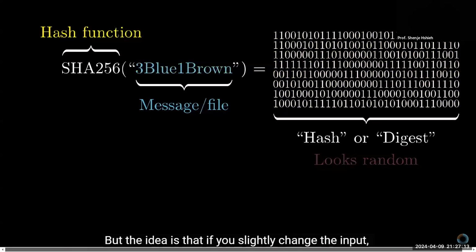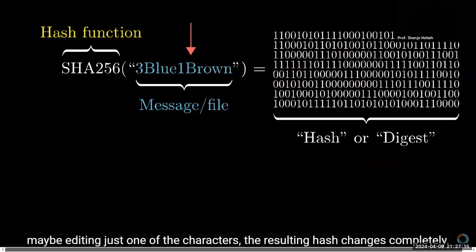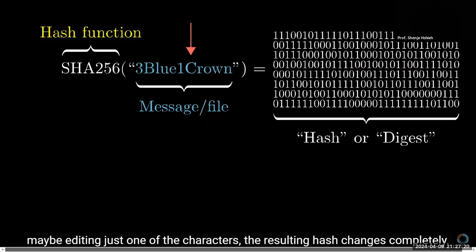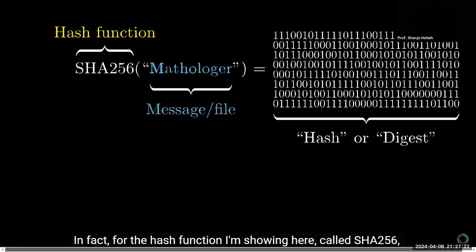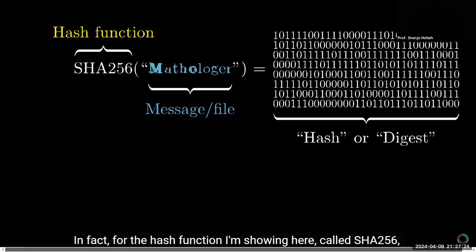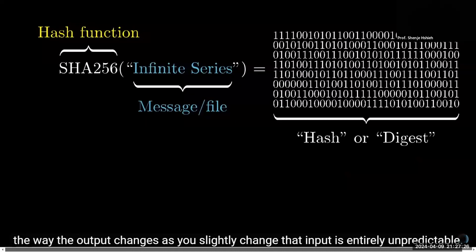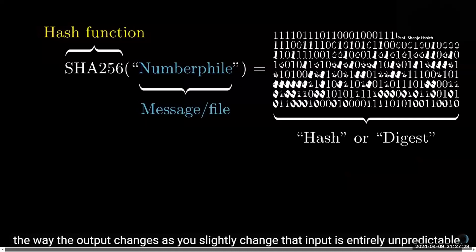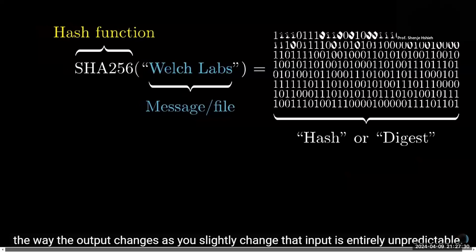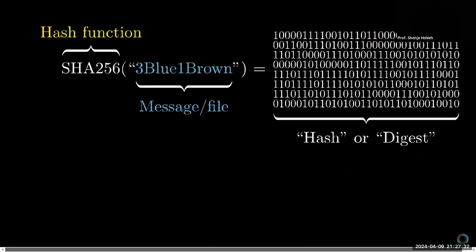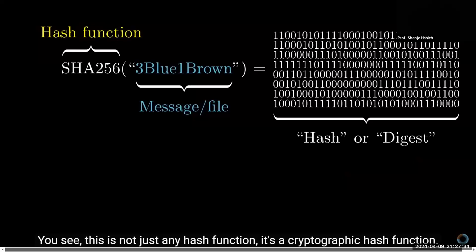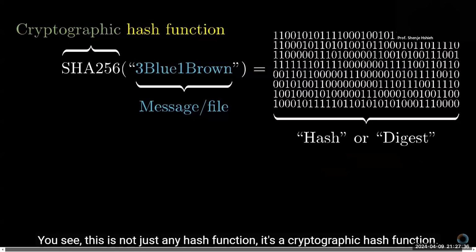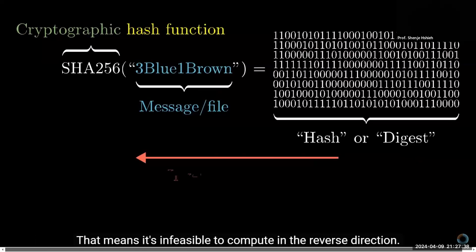But the idea is that if you slightly change the input, maybe editing just one of the characters, the resulting hash changes completely. In fact, for the hash function that I'm showing here, called SHA-256, the way the output changes as you slightly change that input is entirely unpredictable. You see, this is not just any hash function. It's a cryptographic hash function. That means it's infeasible to compute in the reverse direction.